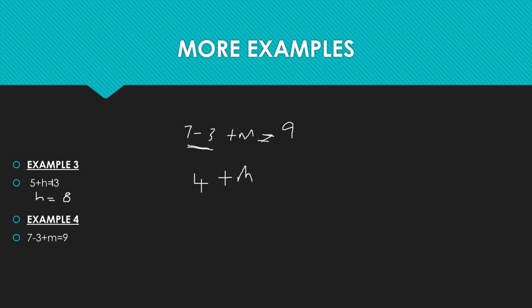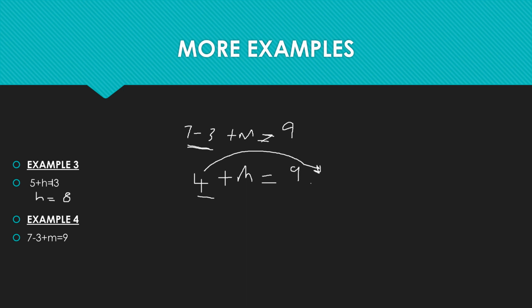We have 4 plus m. Don't worry about my handwriting, it's a bit poor. 4 plus m is equal to 9. So which number is going to cross the equal sign? Are we going to cross m? No, we are going to cross 4, because if we bring m to the other side, m and 9 are not like terms, so we are going to bring number 4.